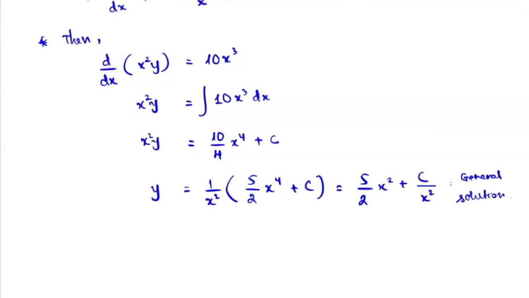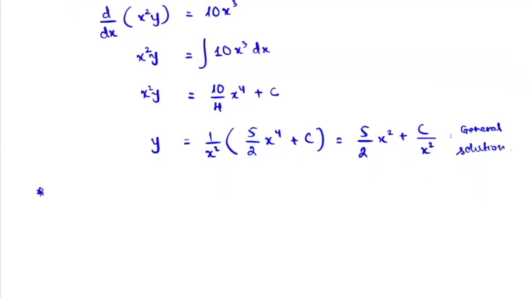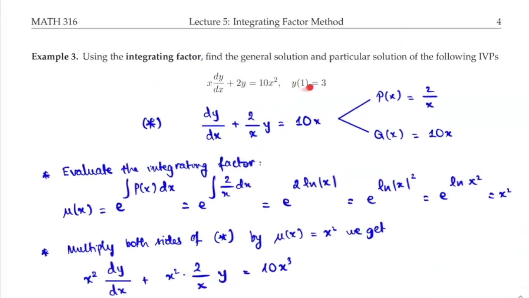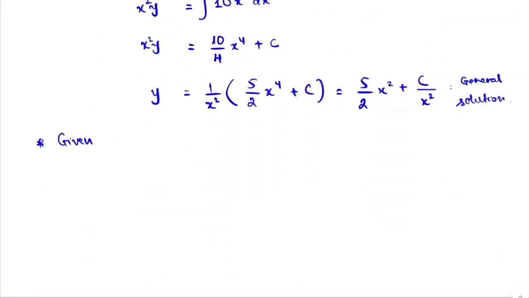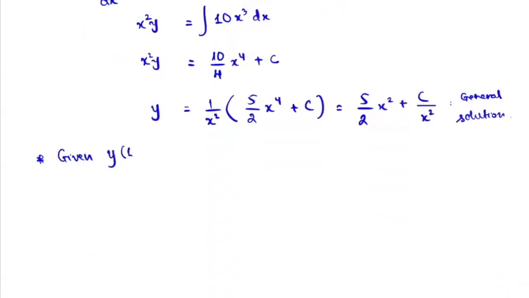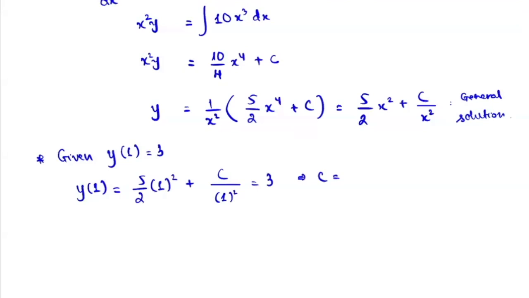And to find the particular solution, you utilize the initial condition. So the initial condition is here. y of 1 is equal to 3. So that is x equal to 1, y equal to 3. So given y of 1 equal to 3, you get y of 1 equal to 5 over 2 times 1 squared plus c over 1 squared equal to 3. And if we do the calculations correctly, c is going to be equal to 3 minus 5 over 2, or 1/2 for that matter.